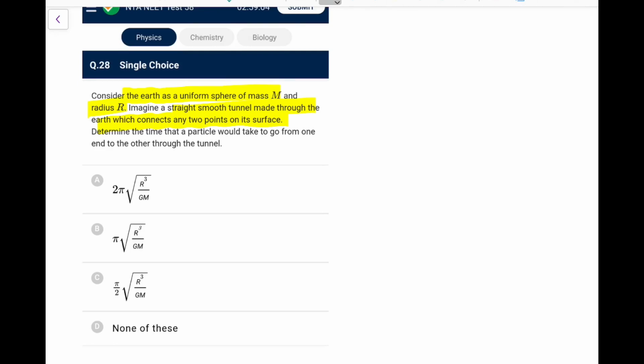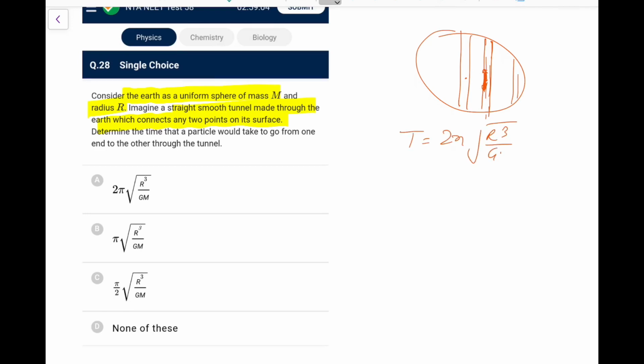This is a very famous question you must have done in your notes. The logic is, if you dig this tunnel and displace the particle here, it undergoes SHM, and SHM doesn't depend on the amplitude or the location of the tunnel, whether it is here or here. We know that the time period is equal to 2 pi under root r cube by GM.